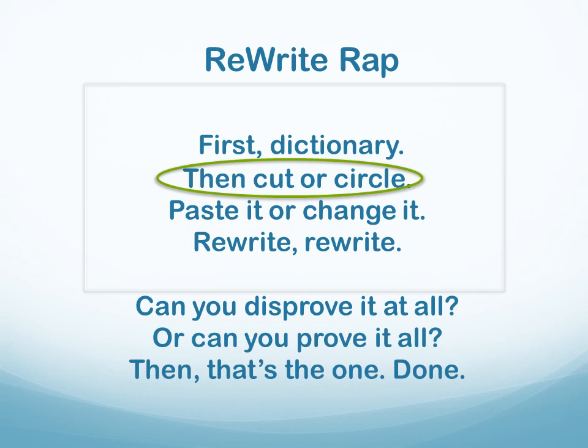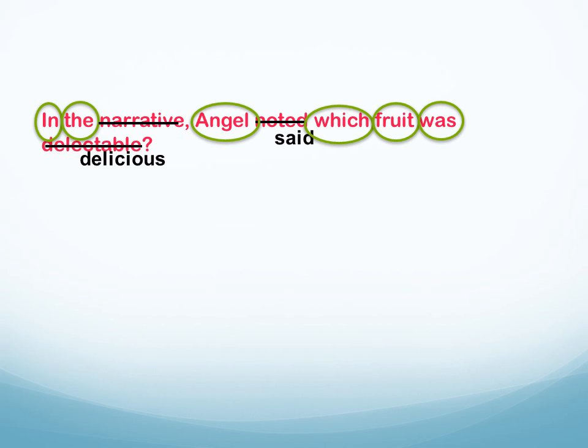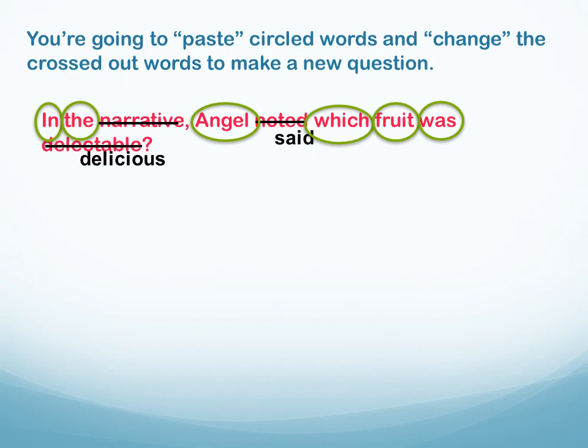We're done with the then, cut, or circle step. The next step is paste it or change it. Now we have our circled words and our crossed out words. We're going to paste the circled words and change the crossed out words to make a new question. So for the circled word in, we're going to paste it into our new question. The, we're also going to paste. Narrative, we're going to change because we do know that word, but it's not a word you'd use in everyday life. So we're going to change it to something more comfortable for you that means the same thing.